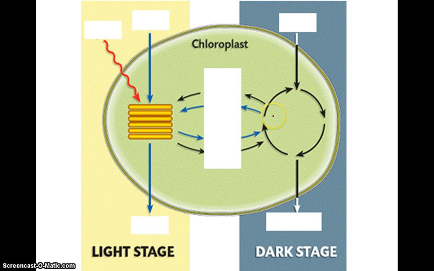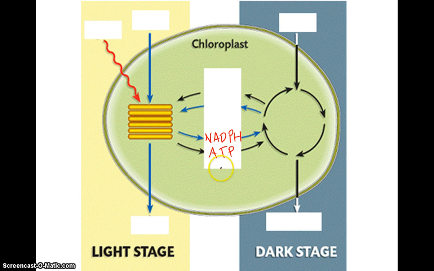So the two energy molecules that are made by the light cycle are NADPH. And then I'm sure you've heard of this molecule, ATP. That's like the money of the cells. All of our cells use energy mainly in the form of ATP.